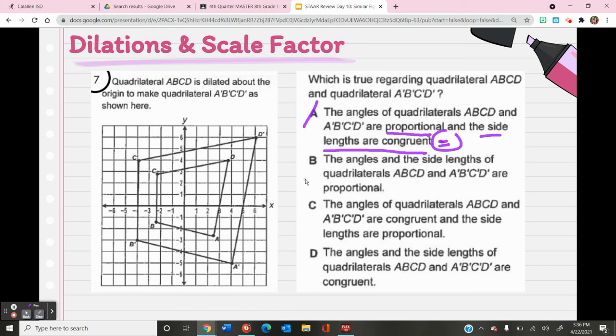So looking at B, it says the angles and the side lengths of quadrilateral ABCD and ABCD prime are proportional. Now in similar figures, the angles are the same, but the sides are proportional. So what does proportional mean? Proportional just means it's the same shape, but a different size. So, yes, your side lengths are proportional, but your angles are congruent. So, B is incorrect.